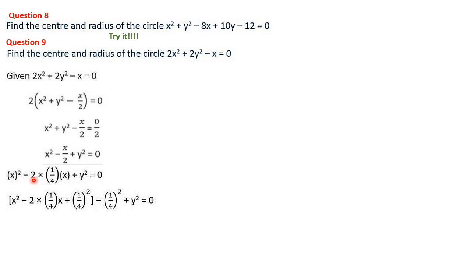Then after reaching this step, what you have to do? First term square is there, that means x is there. Then 2ab means one term is there. One term, the square is missing. That means 1 by 4 square is not there with us. So just put 1 by 4 square. Then minus it, that one. Minus 1 by 4 square plus y square equal to 0. This is the way we have to do. We need proper practice to solve these questions.